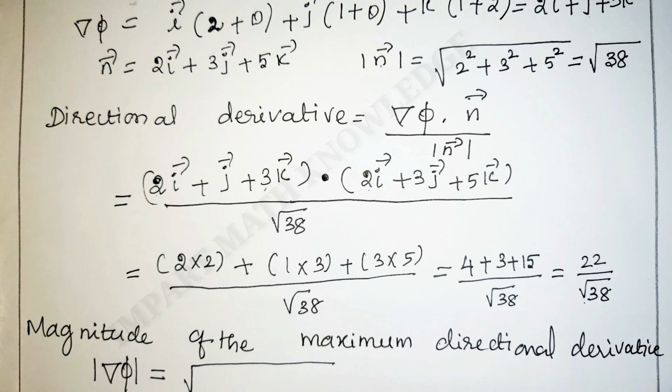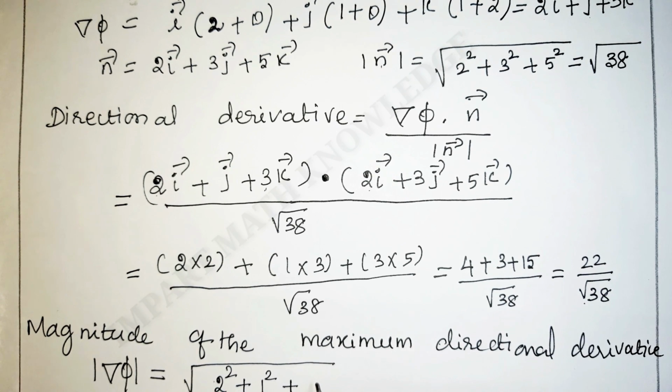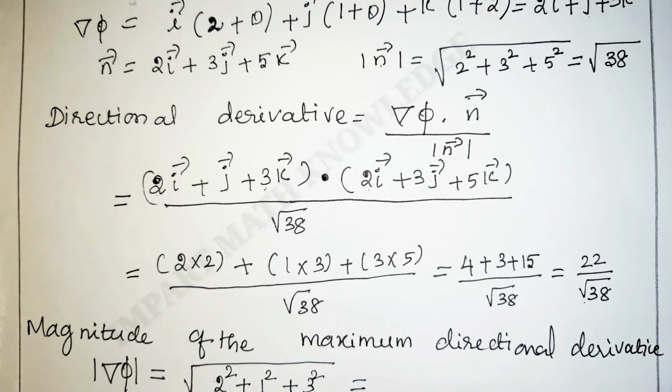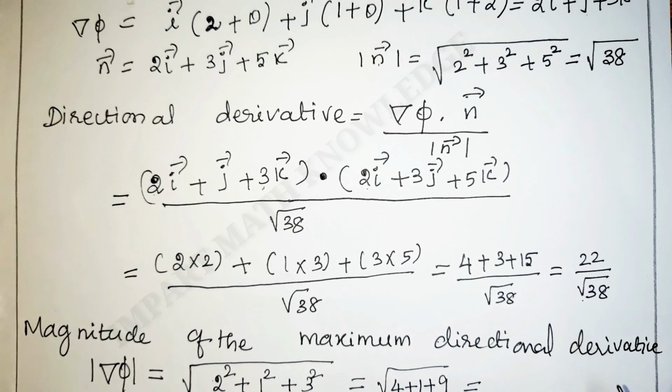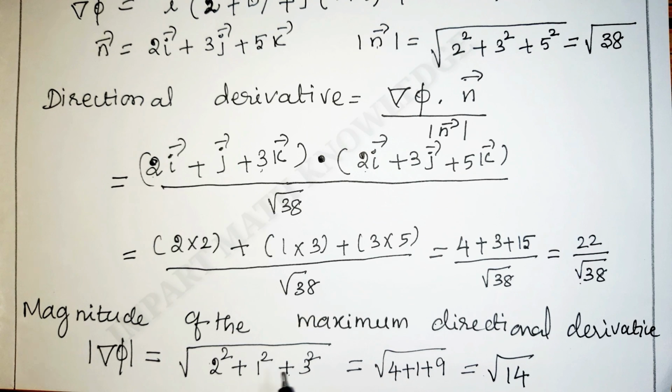Modulus of del phi is square root of coefficient of i is 2, that is 2 square. Coefficient of j is 1, 1 square, and coefficient of k is 3, 3 square. So the value is 4 plus 1 plus 9. So maximum directional derivative is root 14. Magnitude of the maximum directional derivative is modulus of del phi, that is nothing but root 14.